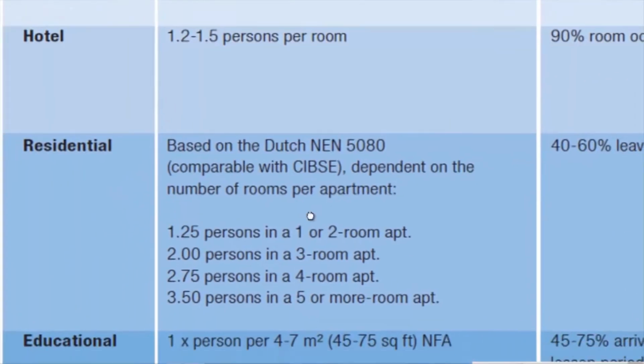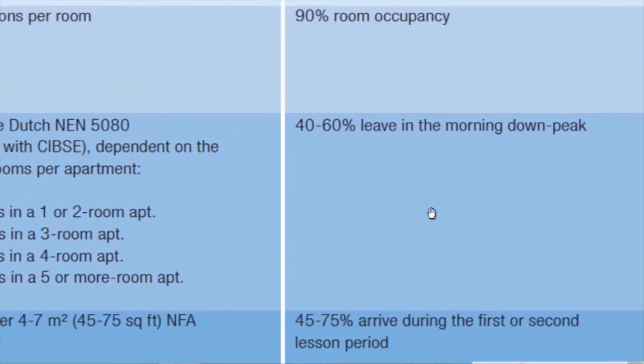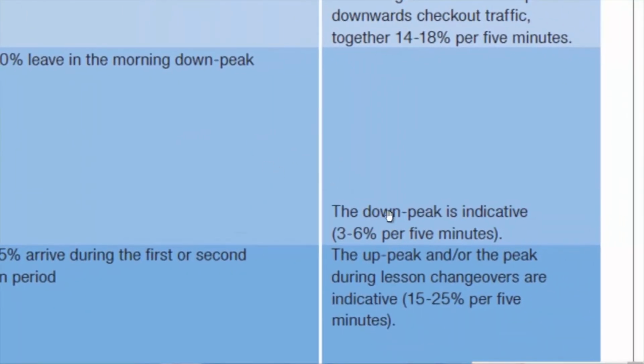Considering residential based on Dutch standard NEN 5080 comparable with CIBSE, dependent on the number of rooms per apartment, 1.25 persons in a 1 or 2 room apartment, 2 persons in a 3 room apartment, 2.75 persons in a 4 room apartment, 3.5 persons in a 5 or more room apartment. 40 to 60% leave in the morning down peak. The down peak is indicative 3 to 6% per 5 minutes.